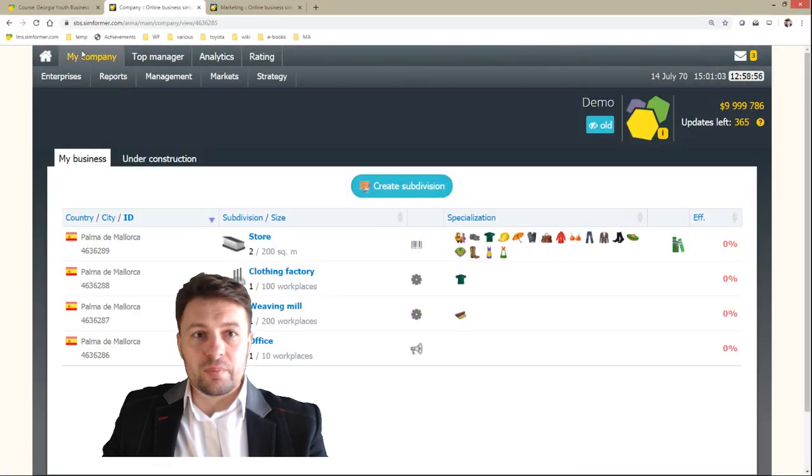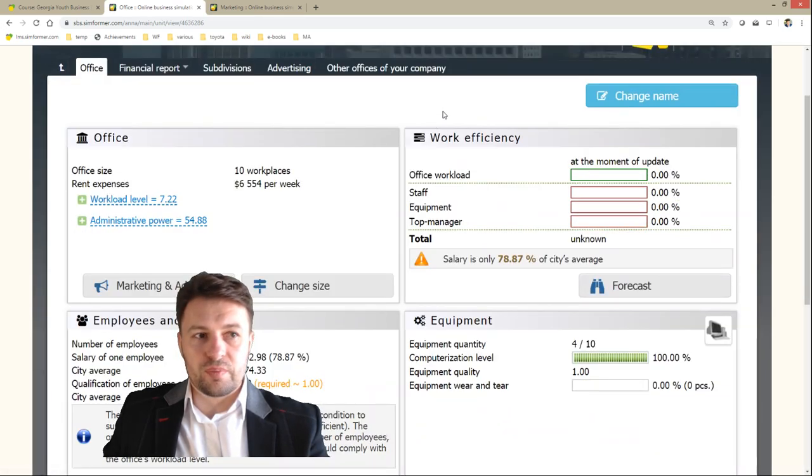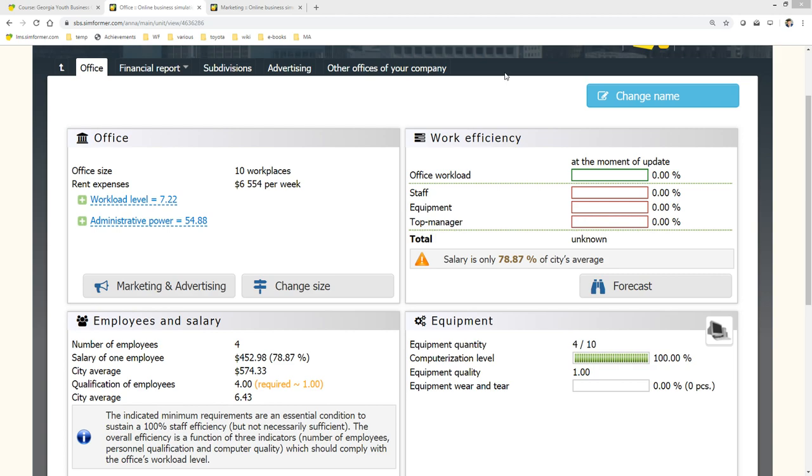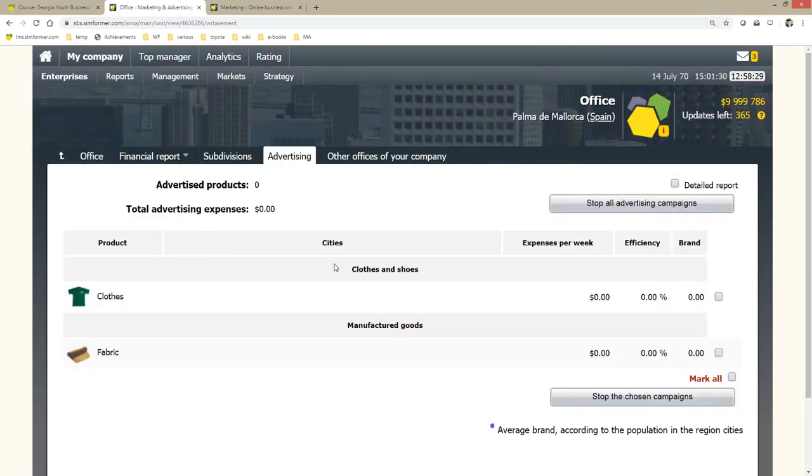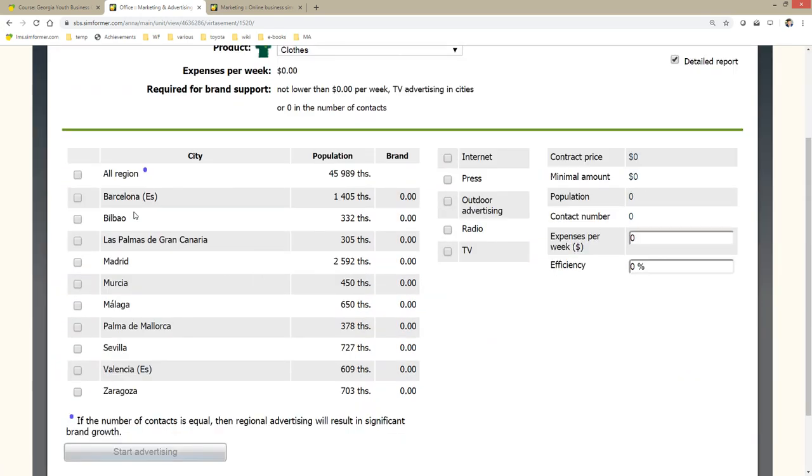Let me show you that by going into the office, because that feature is available only from the office. Office is something that is necessary for the administration of all the business units in a specific location, either a country or region of the country. And in order to create brand value, you have to go to marketing and advertising, and then choose the product and choose the city, because you have an office. I have an office in Spain, so this is the only country I can advertise in.